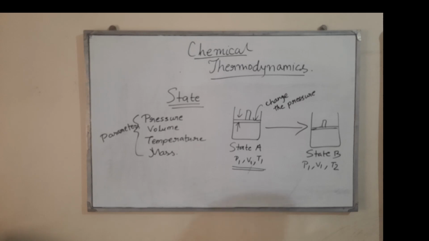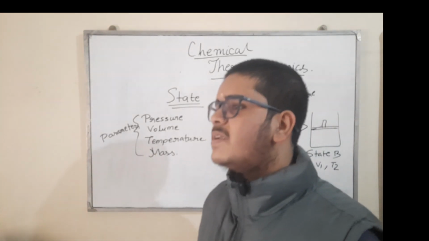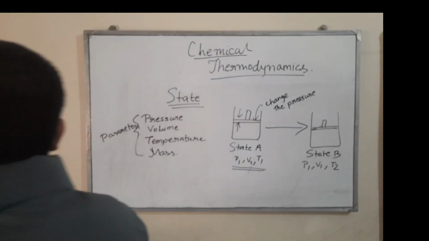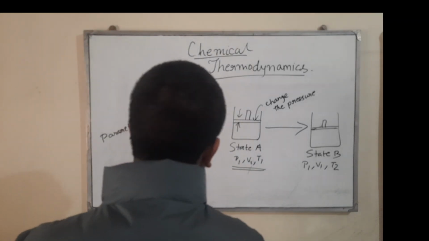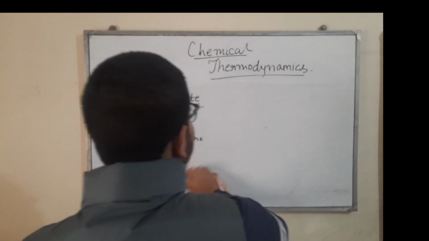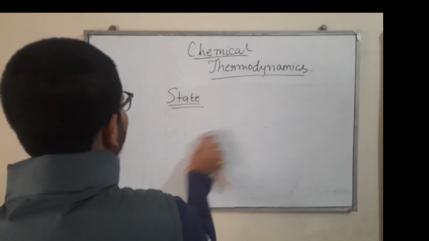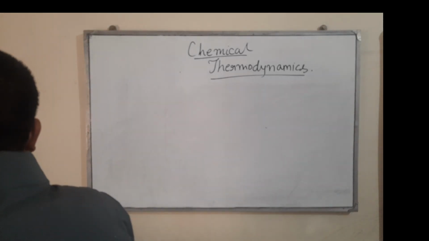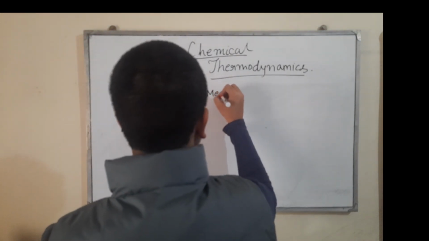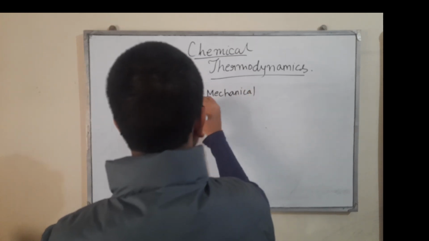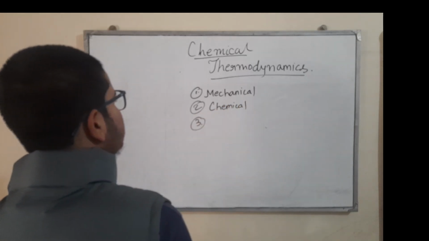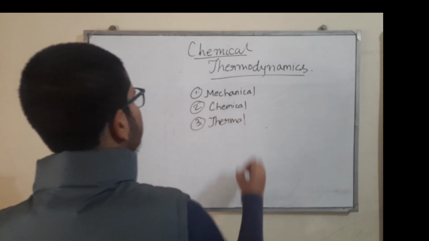Now these states are only possible when the system is in thermodynamic equilibrium. What is this thermodynamic equilibrium? Now let's understand thermodynamic equilibrium, a very lengthy word but very easy to understand. Don't get stressed out. Before understanding thermodynamic equilibrium, let's understand three other equilibriums. First, mechanical. Second, chemical. And third, thermal. These three equilibriums we need to understand.